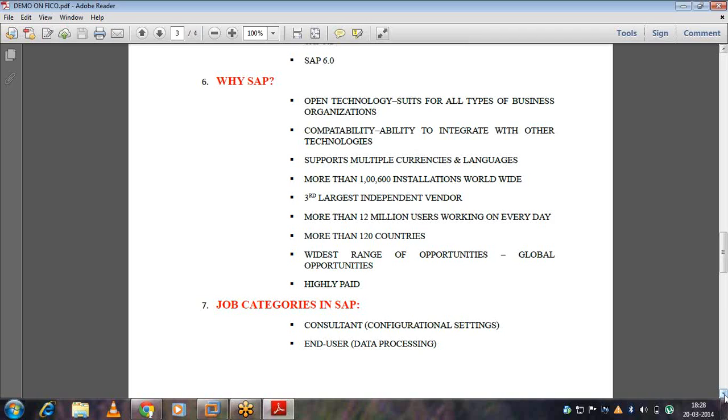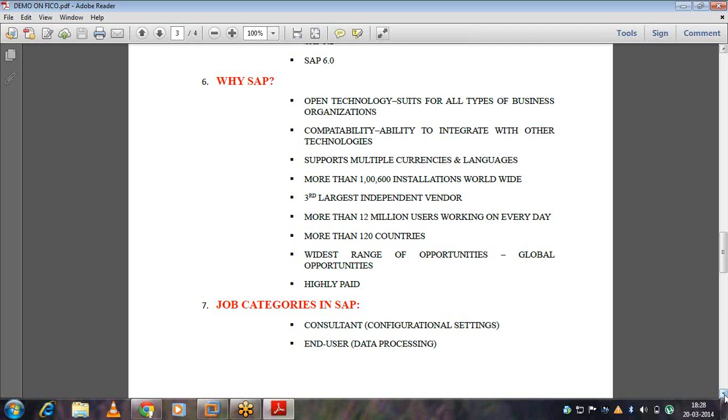When you speak about a business organization, numerous transactions take place every day. Whatever the number of transactions that have taken place, all those transactions must and should be recorded and processed. So who will do those? That processing of transactions, recording of transactions into the system will be done by a person called end user.